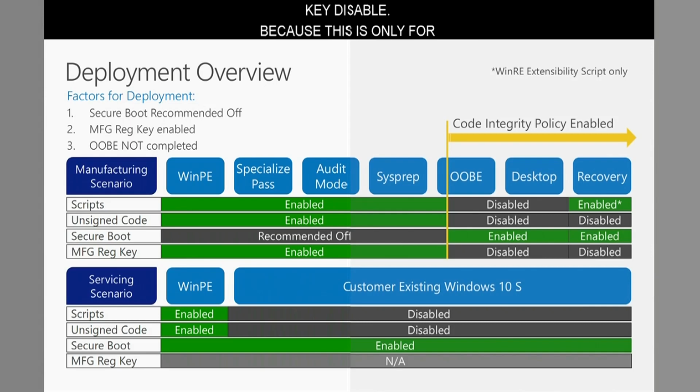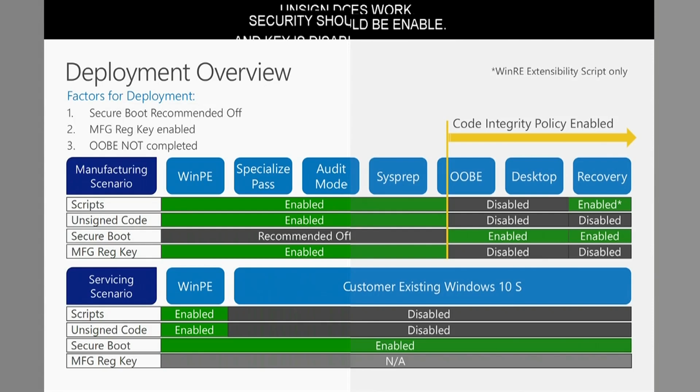For the recovery scenario, after OOBE, scripts are enabled, but this should be WinRE extensibility scripts only. Unsigned code doesn't work, secure boot should be enabled, and the manufacturing registry key is disabled because it is after manufacturing.